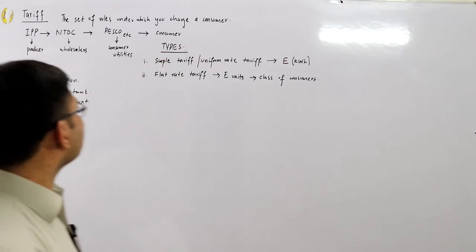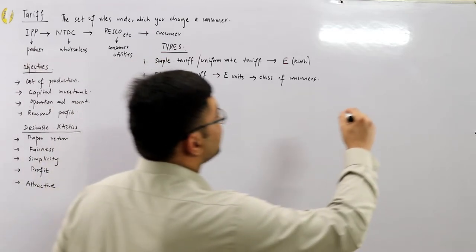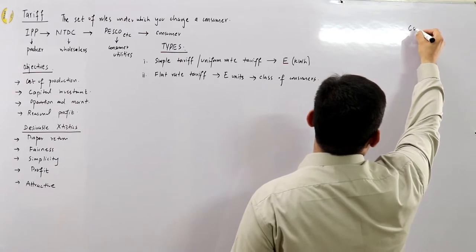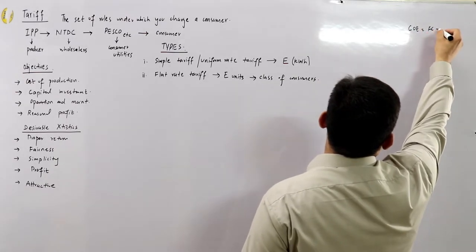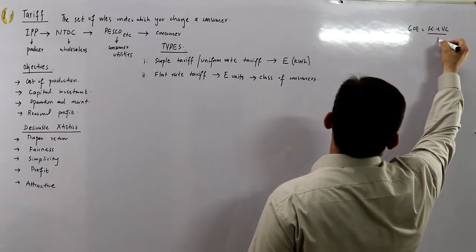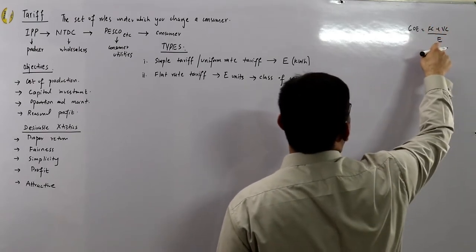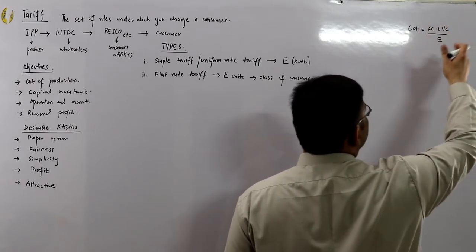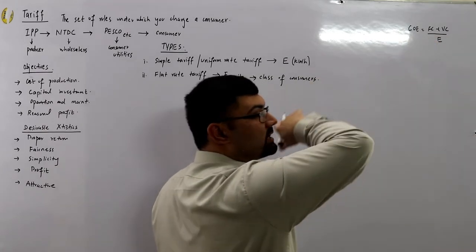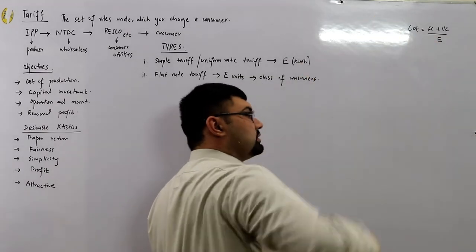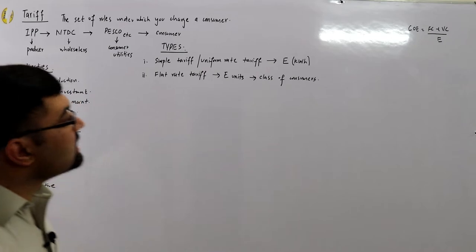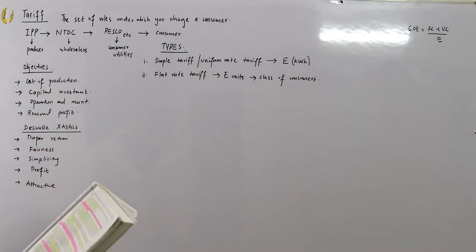So basically they are coming to the same thing again and again that we talked about, the cost of electrical energy: the fixed cost plus the variable cost divided by the energy units. If the energy units are high, the denominator is increasing, so the cost per unit would decrease. They're talking again and again about the same thing.